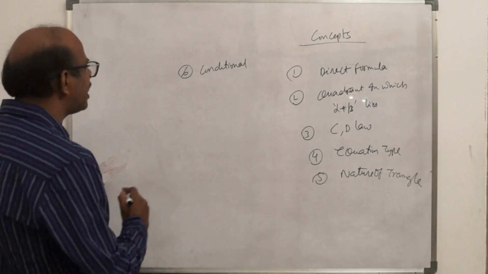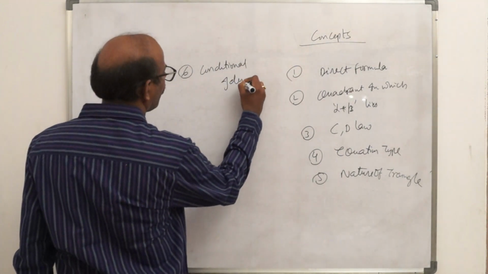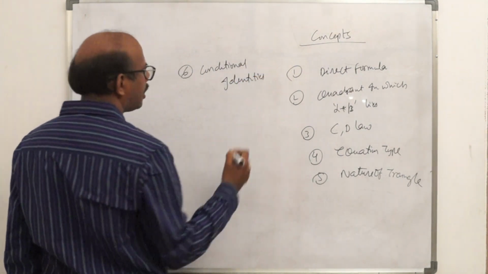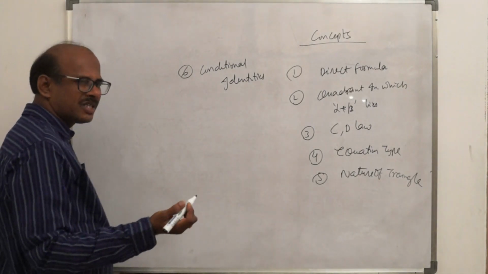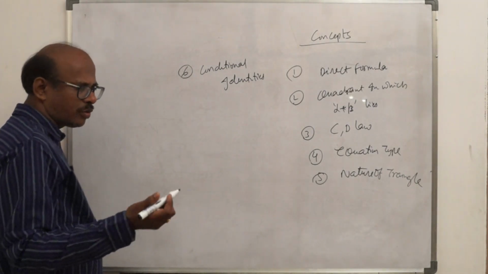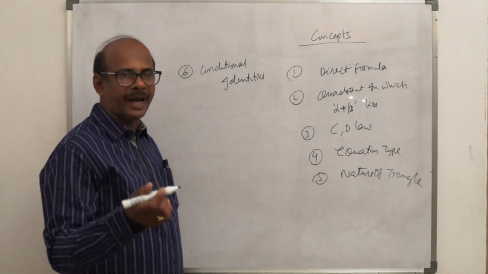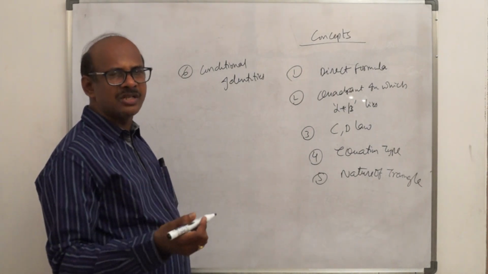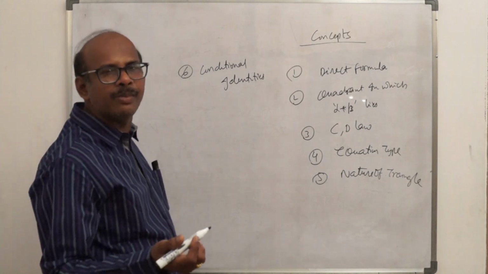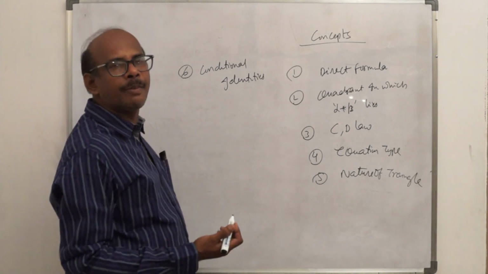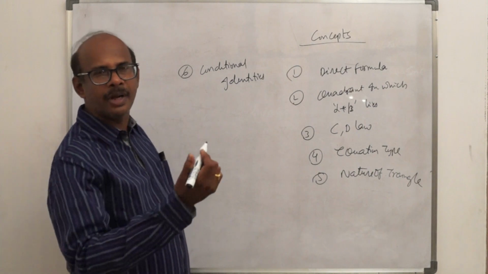Conditional identities. The meaning of conditional identities depends on the condition. If A plus B plus C equals 90, or if A plus B plus C equals 180, like sigma tan A equals pi tan A. That is, in triangle ABC, or A plus B plus C equal to 180, tan A plus tan B plus tan C equals tan A tan B tan C.